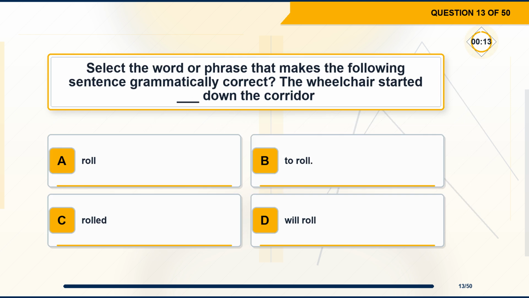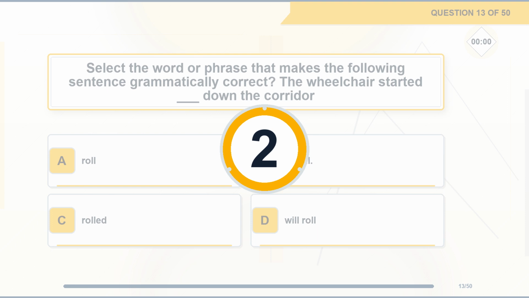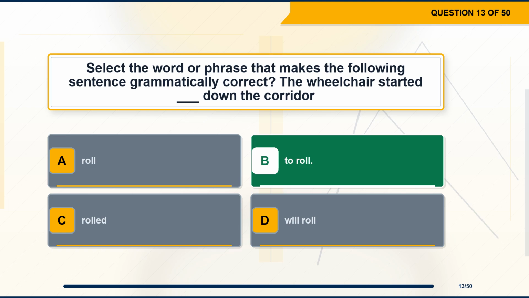Question 13. Select the word or phrase that makes the following sentence grammatically correct. The wheelchair started blank down the corridor. Option A, roll. Option B, to roll. Option C, rolled. Option D, will roll. The correct answer is option B, to roll.